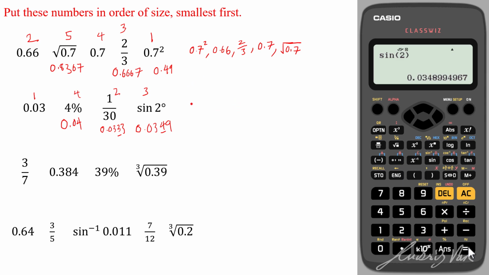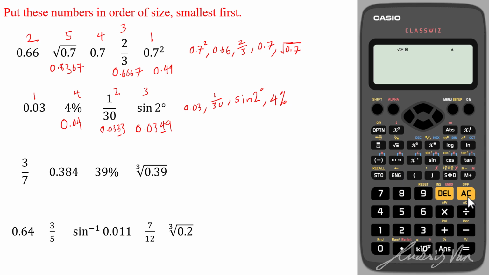So write them down, 0.03, comma, 1 over 30, comma, sine 2 degree, and 4%. Just remember to write the terms as they appear in the question. Don't write 0.04, write 4% instead. Don't write 0.0349, write sine 2 degree instead.